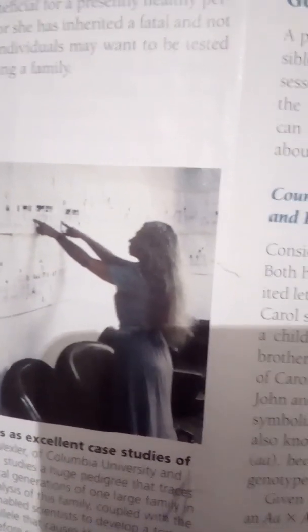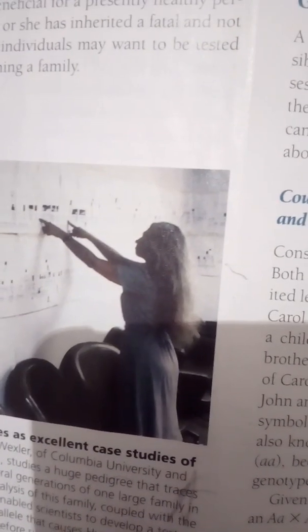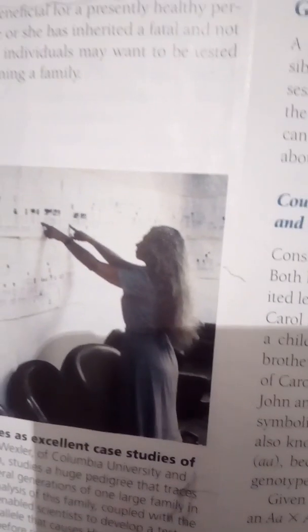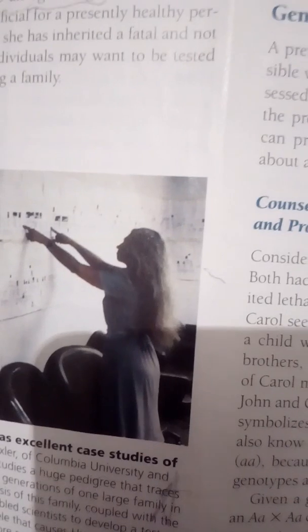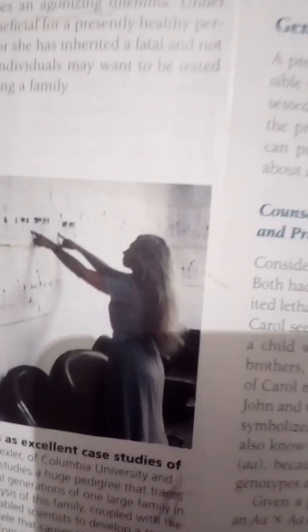We also know that John and Carol are not homozygous recessive, aa, because they do not have the disease. Therefore, their genotypes are either AA or Aa. Given a genotypic ratio of 1 AA, 2 Aa, 1 aa for offspring of an Aa by Aa cross, John and Carol each have a 2/3 chance of being carriers, Aa.